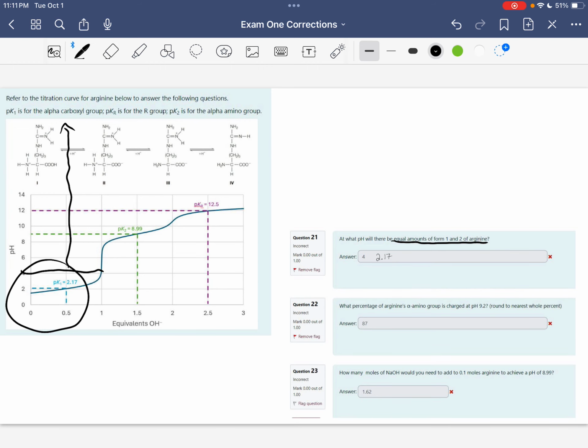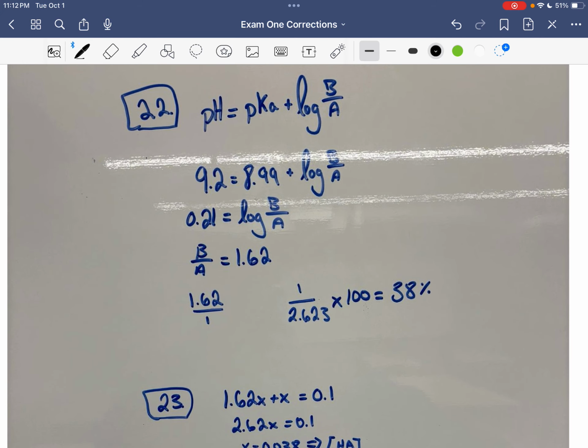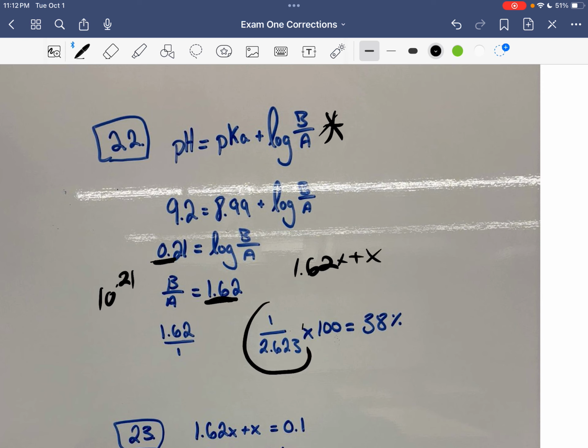Number 22 and 23, I have my calculations on the following page. So here I just got the ratio wrong. I wasn't sure how to bring it back from here. Also, I lost my worksheet, so I apologize. But here you take the Henderson-Hasselbalch and then minus the pKa, get this. Take the 10 to the 0.21, and that's where you get the base. Then you flip that around, so you have your 1.62 x plus 2, and that's going to give us our ratio here. Times that by 100, and it should be 38%.